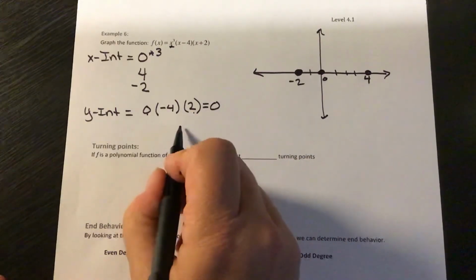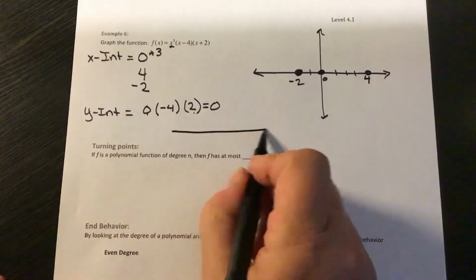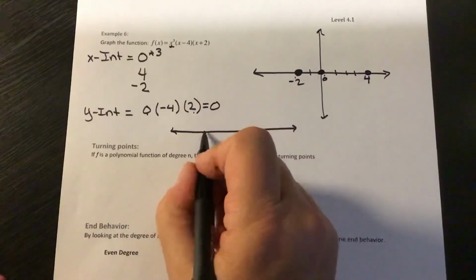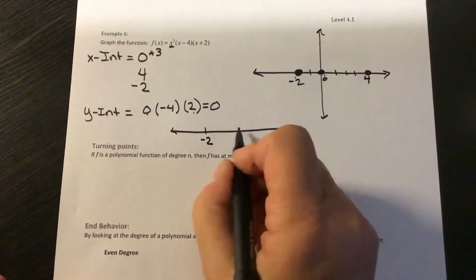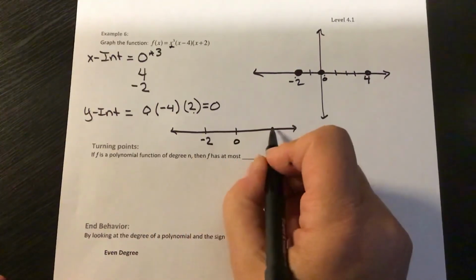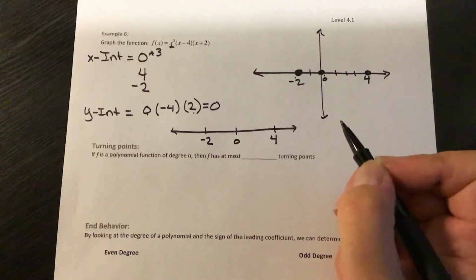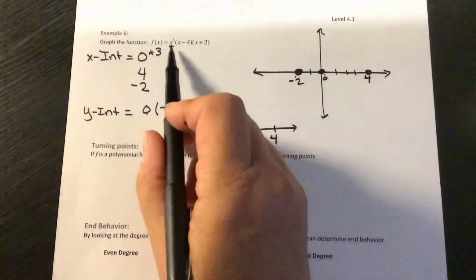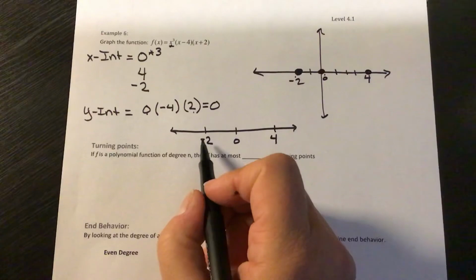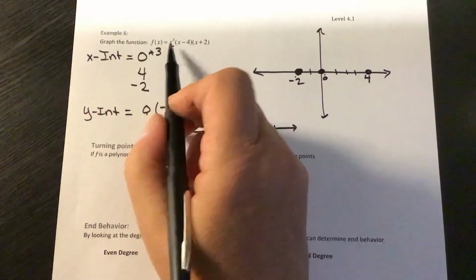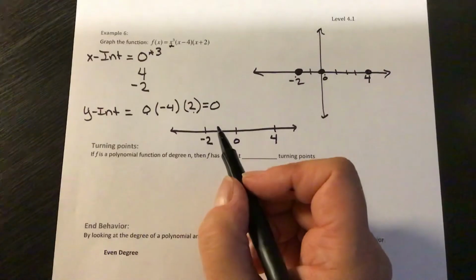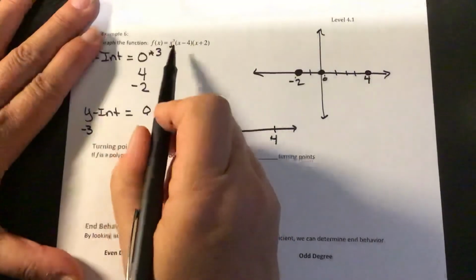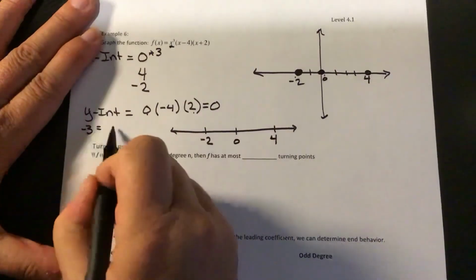But let's use a sign chart like we did before. And if I put my points here, I'm going to have a point at -2, a point at 0, and a point at 4. And if I pick a number that's less than -2 and plug this in here, like -3. Okay, if I plug in -3, and I'm not worried about the number, I'm more worried about just the sign. So if I plug in -3, I'm going to have -3 to the 3rd power is negative.